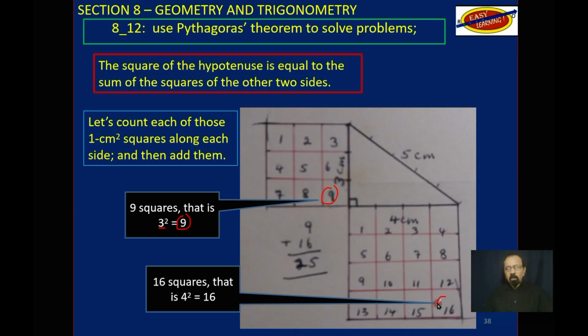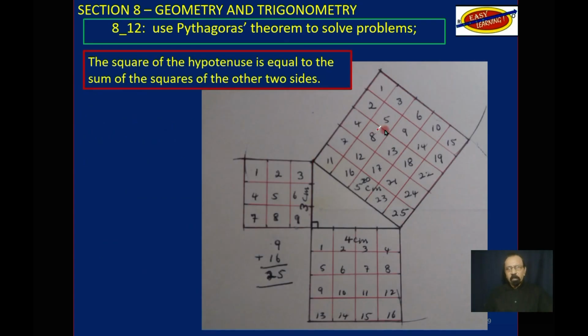And this side here, you will notice that we have 16 squares. Count them, 1, 2, 3, 4, and so on. Where did we get 16 from? 4 squared. So notice now, we have squared this side and we get 9 squared. We have squared this side and we get 16 squared. If we add them, how many do we get? 25. So the sum of the square of these two sides is 25. Remember, these two sides are not the hypotenuse.